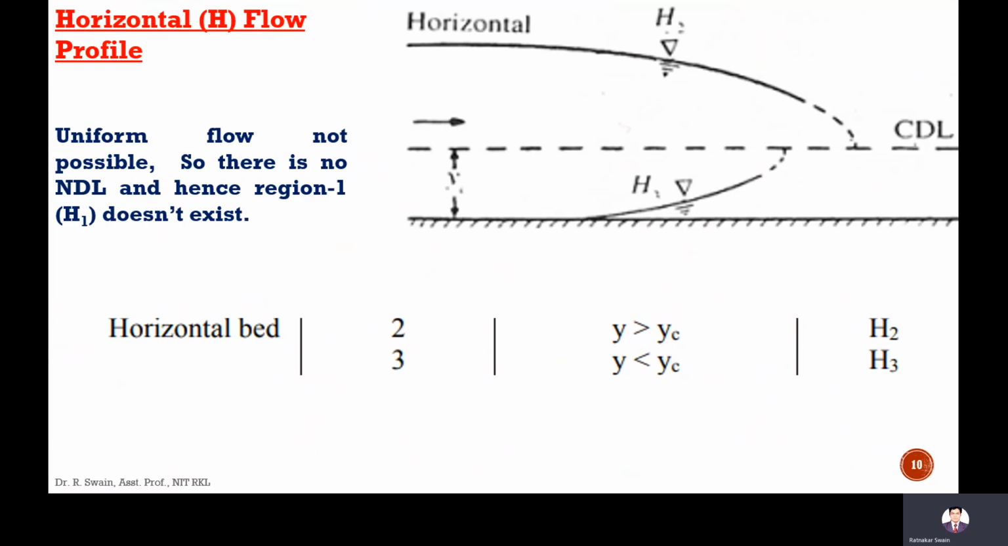Next is the horizontal profile. In the horizontal profile, S0 is 0, which means bed slope is 0. If bed slope is 0, then there is no question of uniform flow, because according to my equation, Q is directly proportional to the square root of S0. If S0 is 0, Q will be 0, so there will be no uniform flow. So there is only one line, the CDL, the critical depth line, where the depth is YC. So Y can be more than YC, or Y can be less than YC. If it is more, it is the S2 curve. If it is less than YC, it is called the S3 curve.